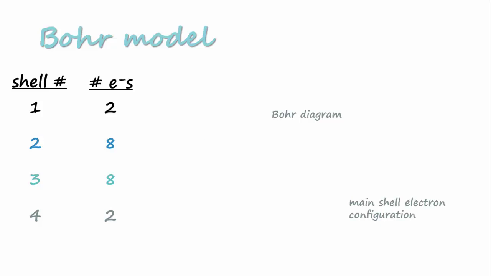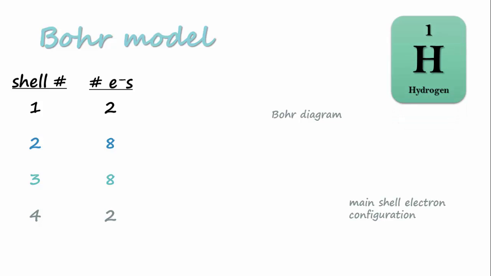Let's draw the Bohr diagram and write the main shell electron configuration for several elements. We'll start with hydrogen. It has 1 electron. Therefore, we'll only need 1 energy level, and that gives the electron configuration as 1.